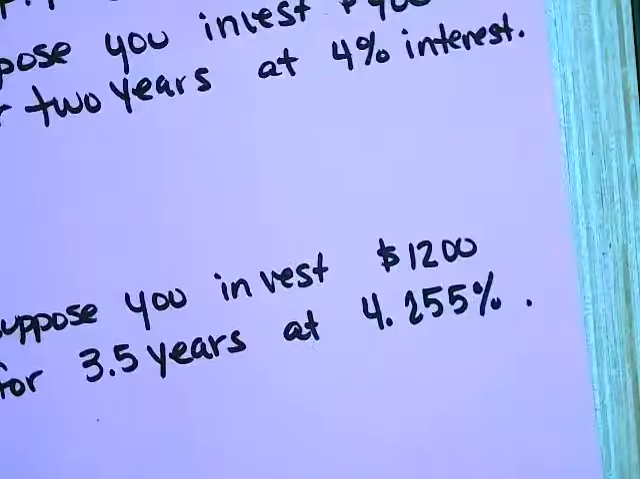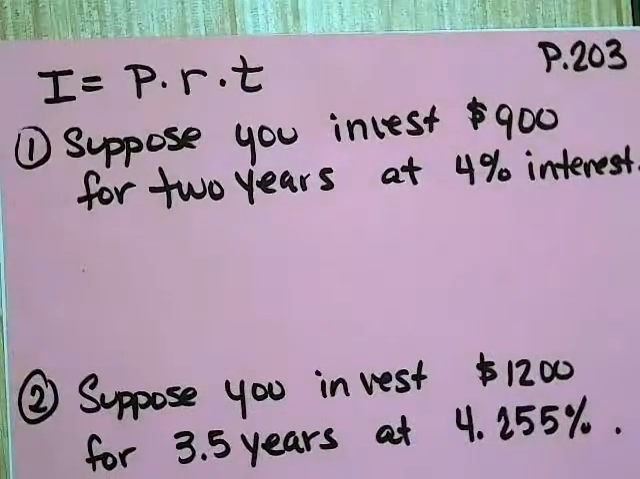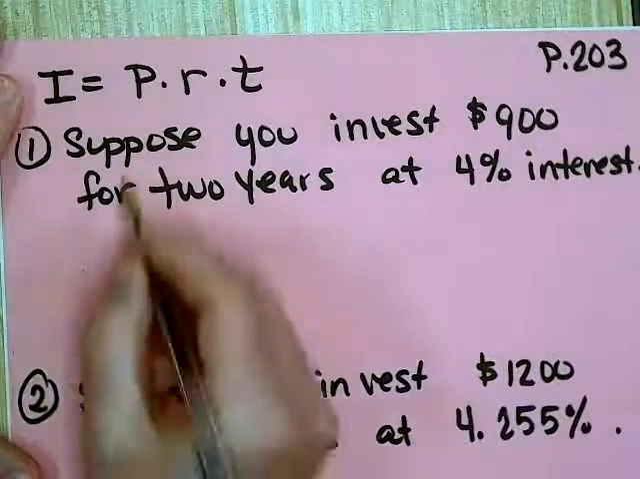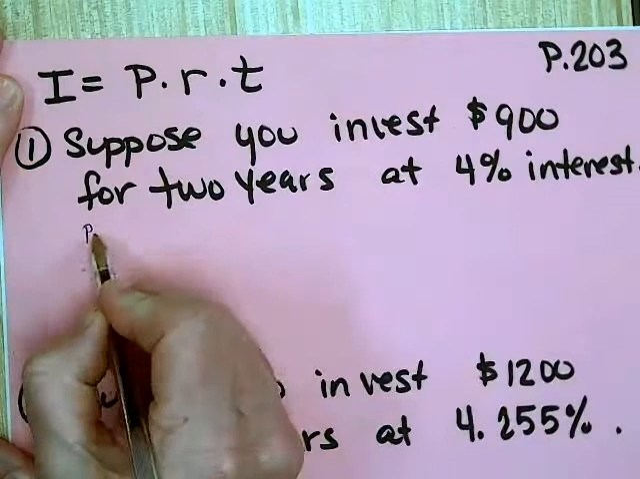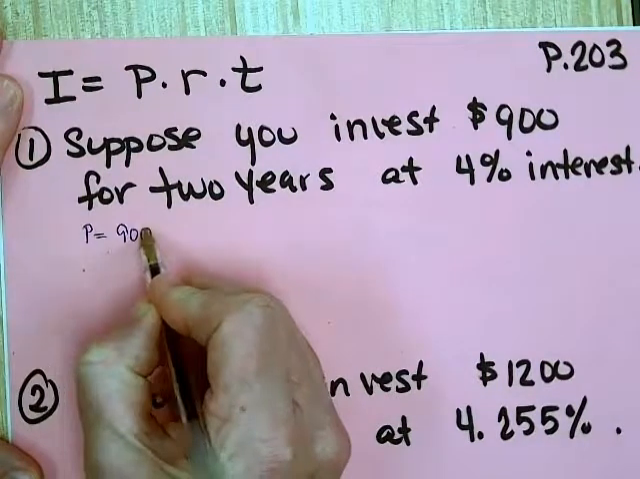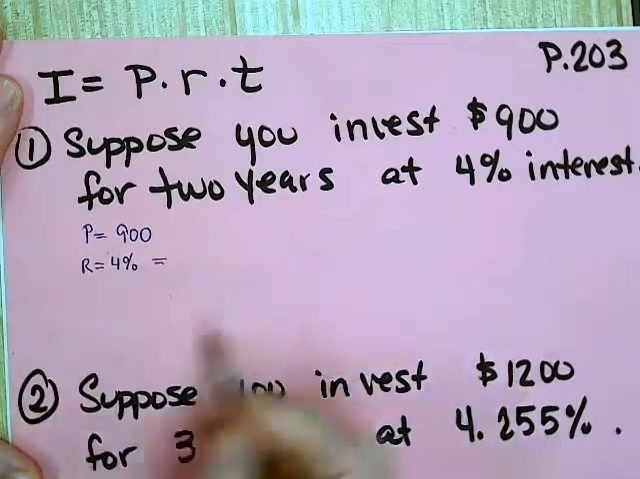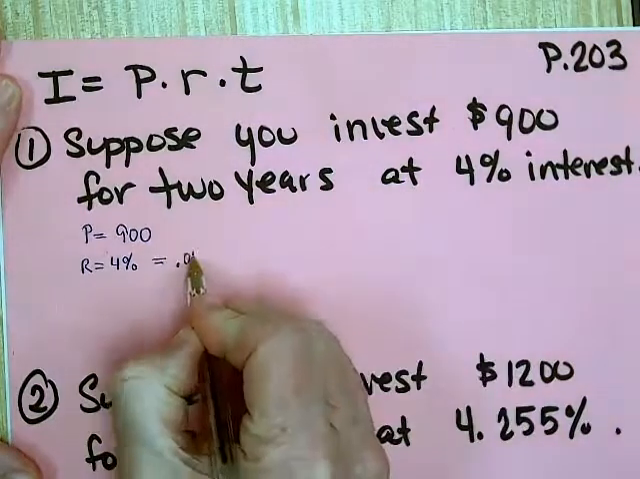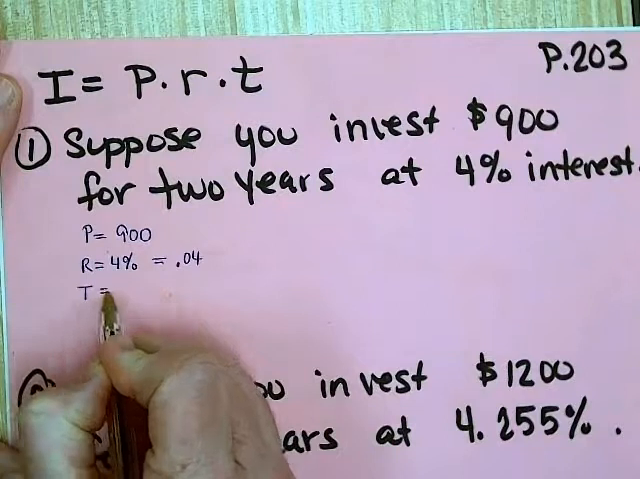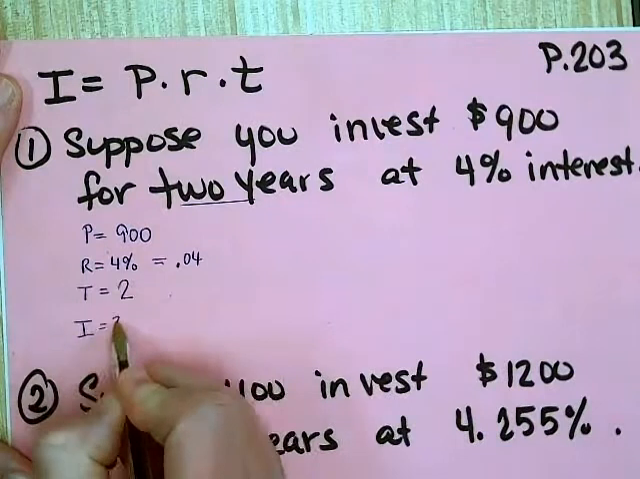First example says, suppose you invest $900 for 2 years at 4% interest. Here's our formula. So the principal is $900. The rate is 4%, but I want you to go ahead and do 4 divided by 100. That's going to give you the decimal you need to use in the formula, 0.04. Time is 2 years. Interest is what I'm looking for.